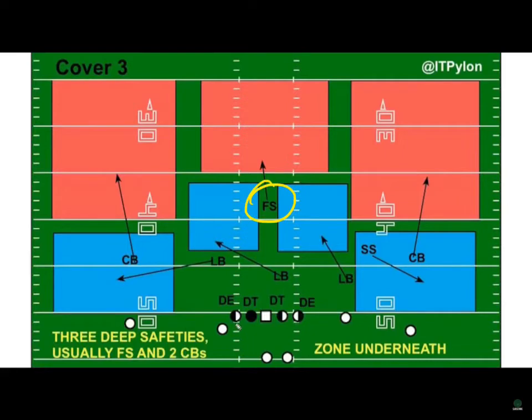And depending on where the ball is, very rarely, especially in the pro game, is it not on a hash. So right here, this diagram is a little skewed. Depending on where this player plays, does he play over the ball? Does he play over the field? What I mean by that is, if the ball was on the left hash, would the free safety be right there, or would he be lined up on the ball?